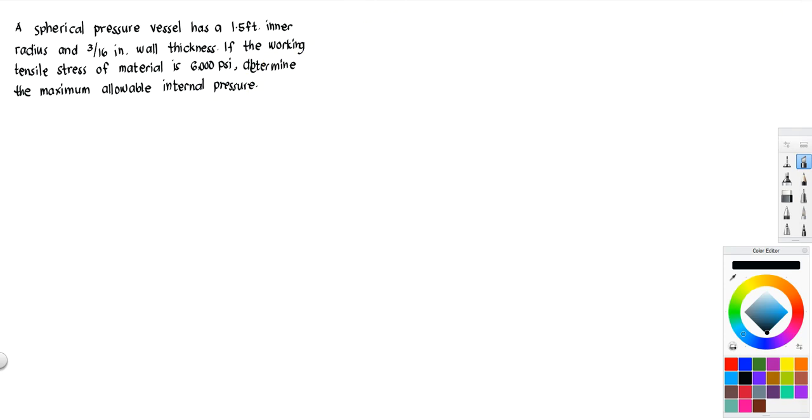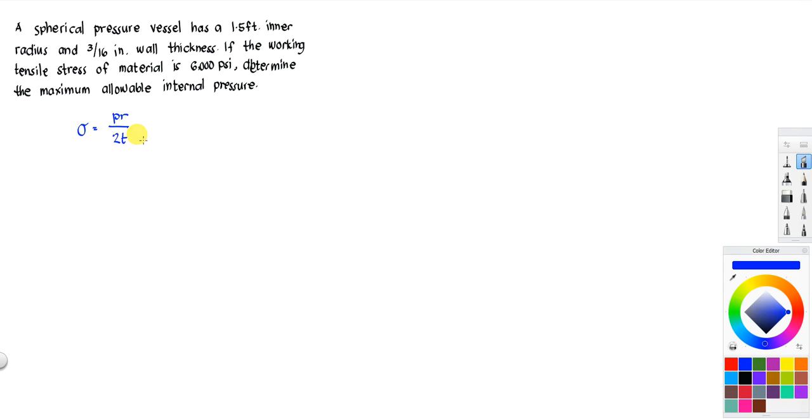Okay, so let's have this problem. A spherical pressure vessel has a 1.5 feet inner radius and 3 over 16 inches wall thickness. If the working tensile stress of the material is 6,000 psi, determine the maximum allowable internal pressure. Again, the working stress for this one, since this is a spherical, is just PR all over 2T.